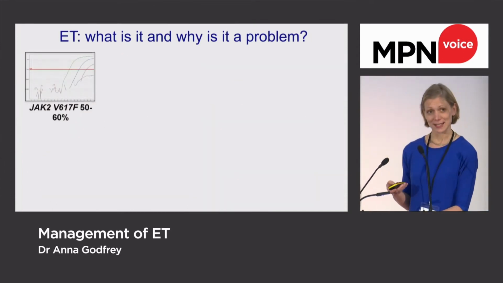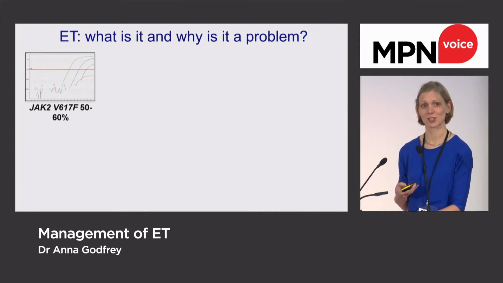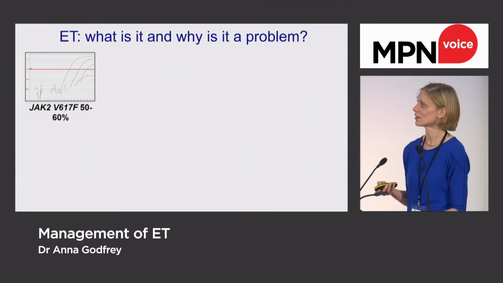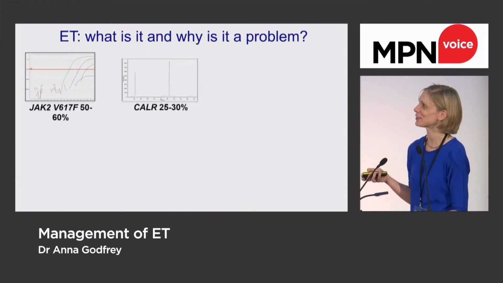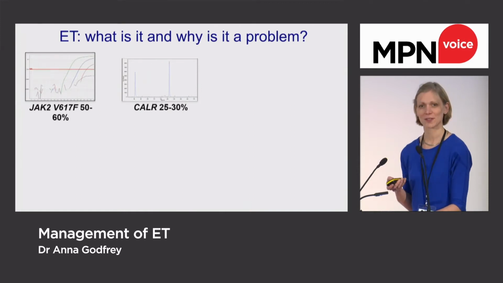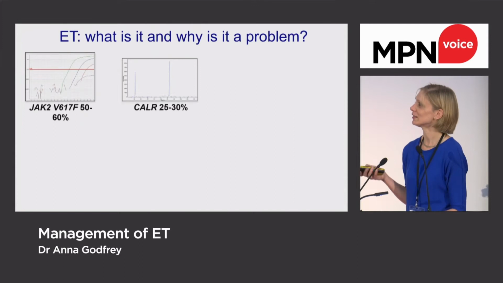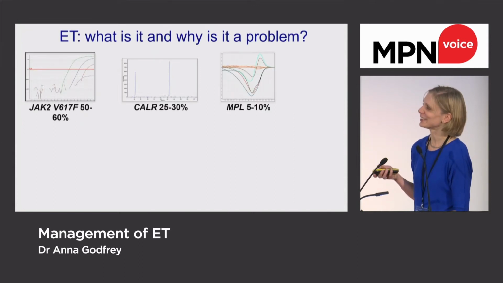So in ET, just over half of patients will have a mutation in JAK2, the JAK2 V617F mutation that we've already described. This is just a fancy picture of what it looks like when we test for it in the lab. Around 25 to 30% of patients with ET have a mutation in a different gene called calreticulin, which we test for in a different way.